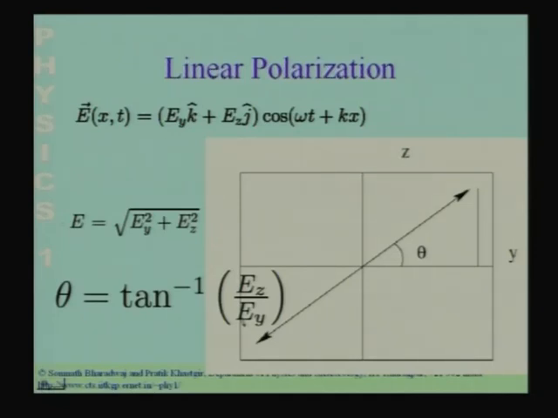So, such a situation, the situation that we have just discussed, when you feed current of the same phase, but possibly different amplitudes to the two crossed dipoles, the electric field at that point x, which is a distance away, oscillates along a line. At a fixed position, the electric field oscillates along a line, and such a situation is referred to as linearly polarized electromagnetic wave.